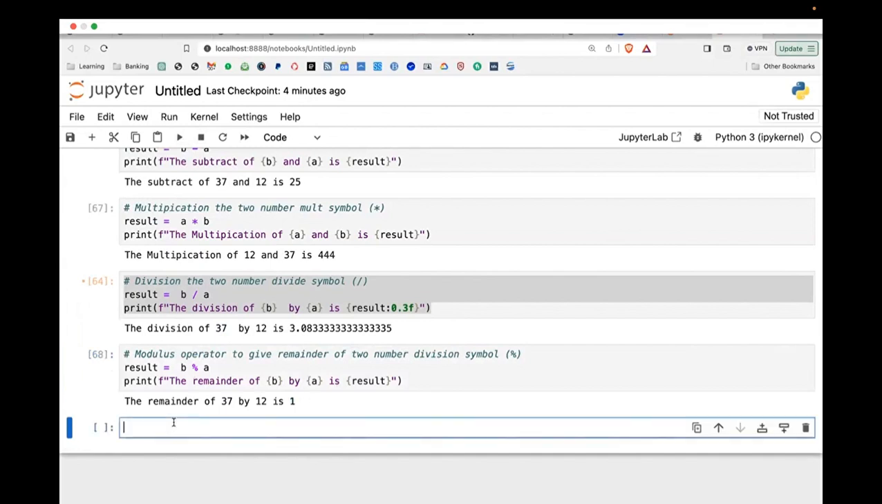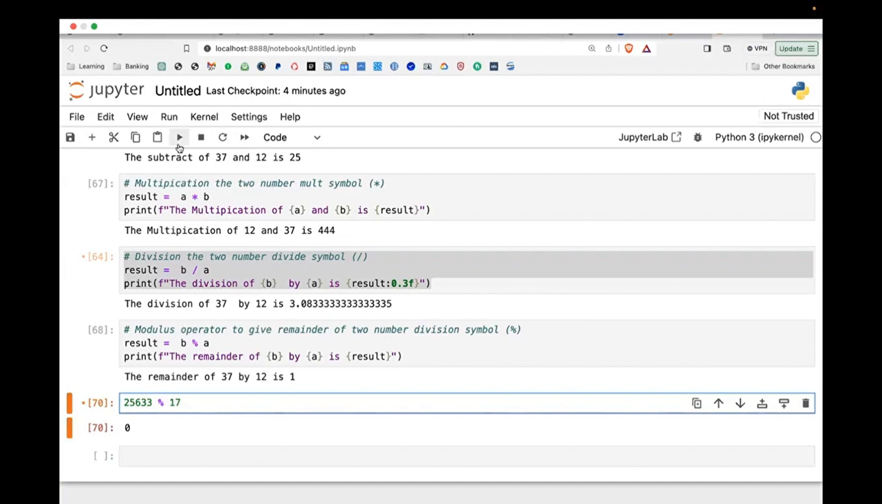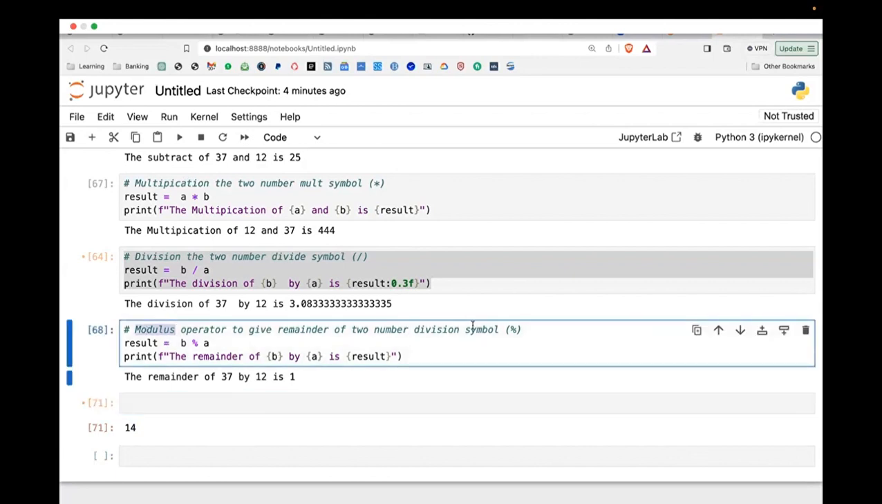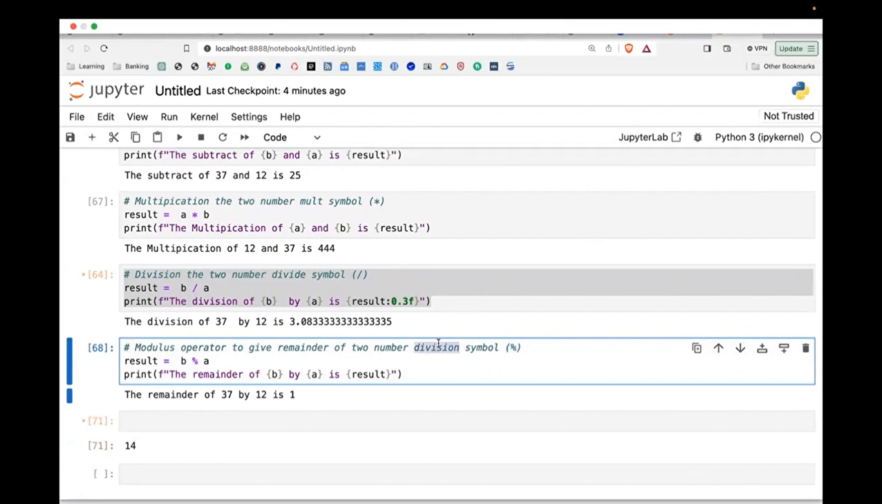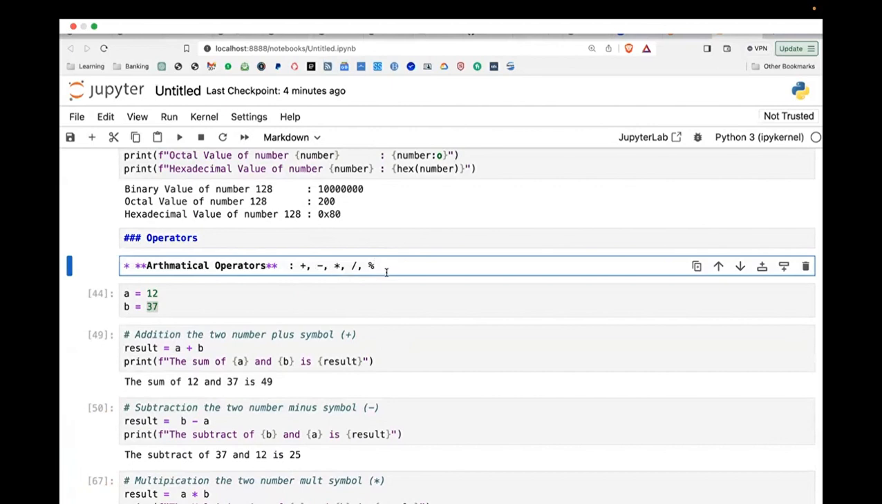Suppose you are giving it very big numbers, like 255 percentage 5. What would be my remainder value? You can see 3 is the remainder. If you say some prime value like 17, then what is my remainder value? It is perfectly divisible by 17. Let me change it. Then my remainder is 40. So it will give you the remainder value. This operator is called the modulus operator, used for getting the remainder. So this is the fifth operator.